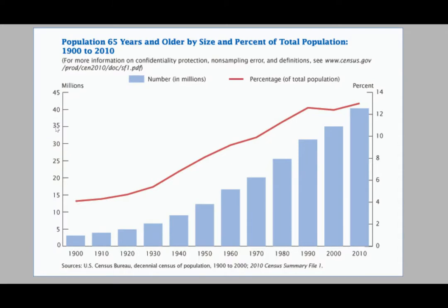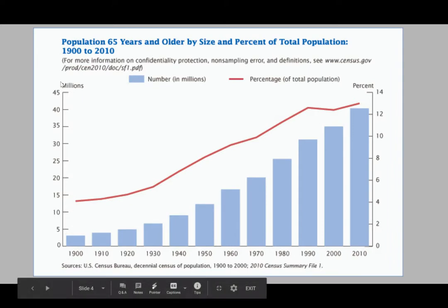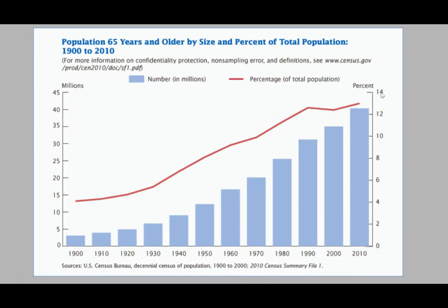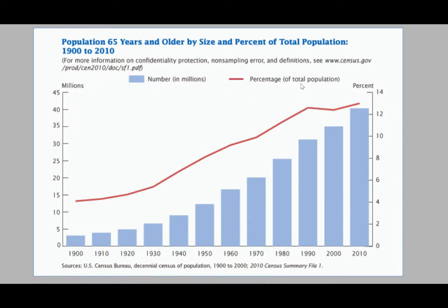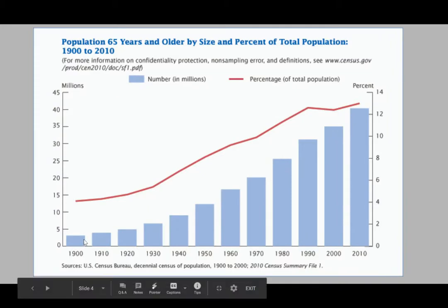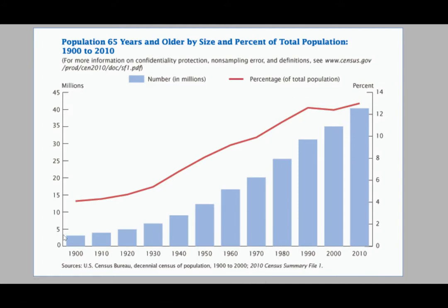So on the left, we have millions. That means millions of people. On the right, we have the percentage. Down at the bottom, we have the years, and then we've got the red and the blue. Now, the blue indicates number in millions, and the red indicates the total population. So if we look at this map, or at this chart, you'll see that we had less than 5 million people over the age of 65 in 1900 that were alive.